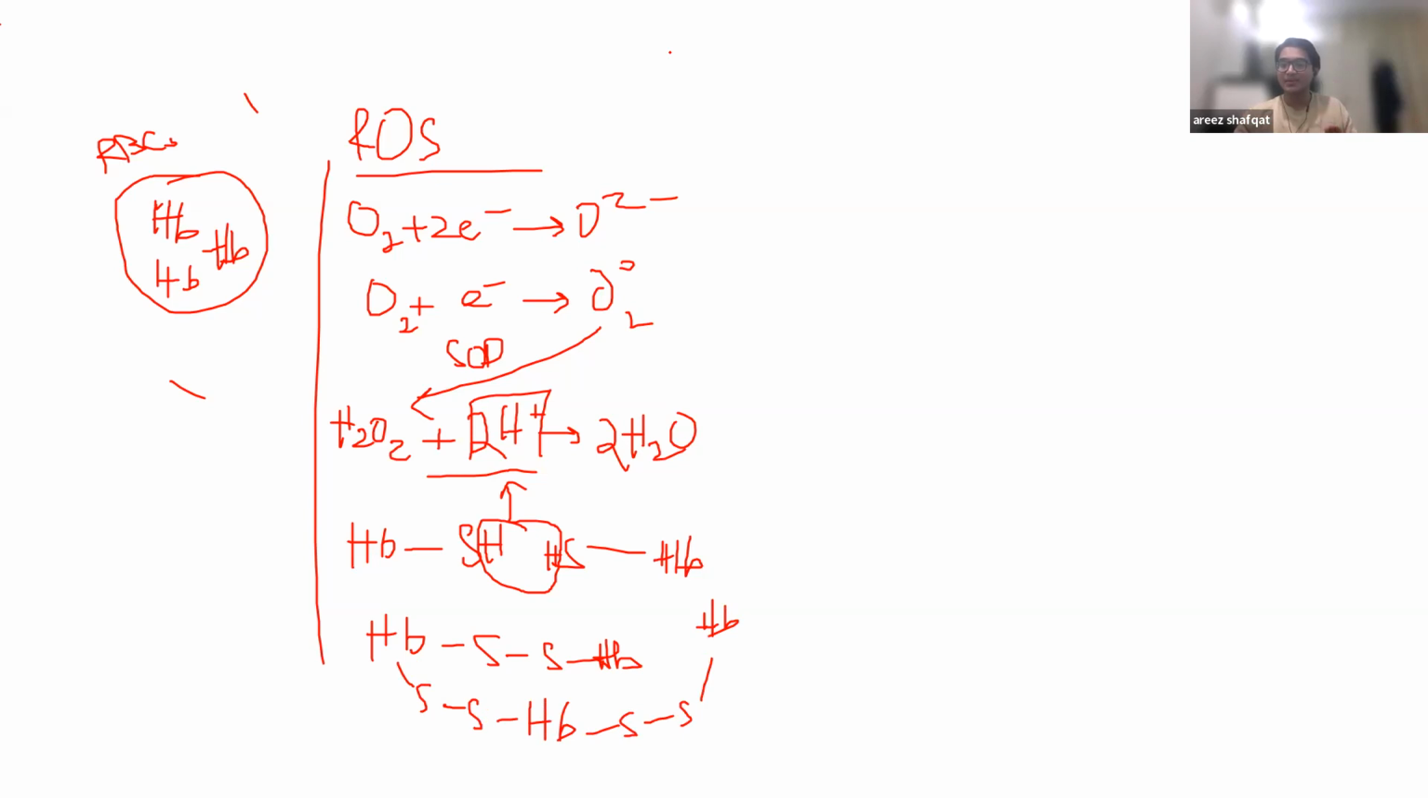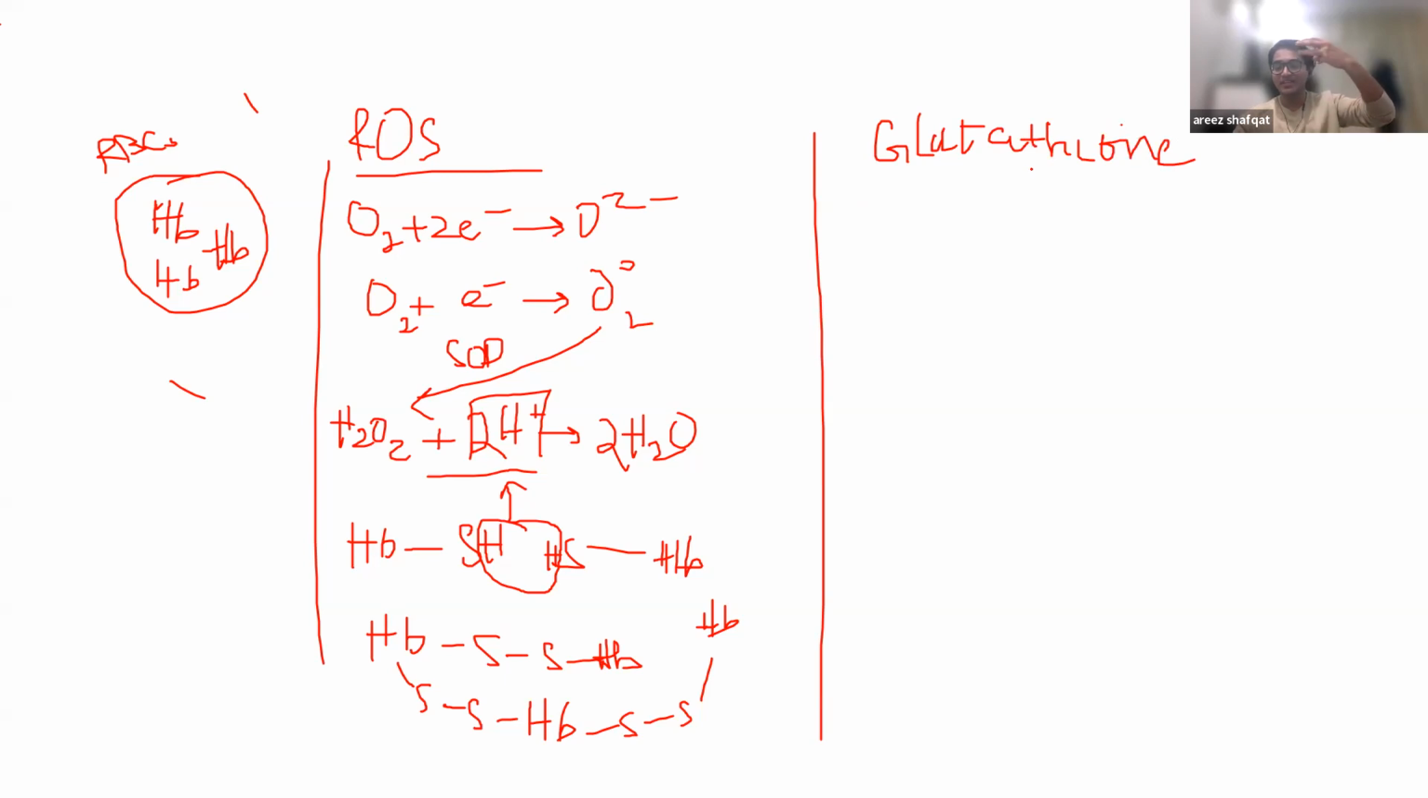All right. So obviously now your red blood cell needs a way to combat this, to protect hemoglobin. So it has a decoy molecule, called glutathione. What is glutathione? Glutathione is a tripeptide. It's three amino acids, and the middle amino acid is cysteine.